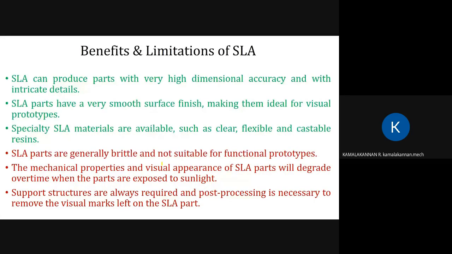See, benefits. As you have seen in many slides, you may know what the benefits and limitations are, but I'll explain. SLA can produce parts with very high dimensional accuracy with intricate details. In the first unit itself, while comparing additive and conventional manufacturing processes, SLA will win easily in making intricate shapes, or rather additive manufacturing is especially for making complicated shapes. Hence, it can make intricate shapes with very exact dimensional accuracy.